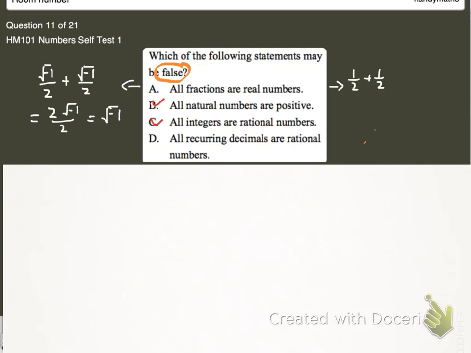And in D, all recurrent decimals are rational numbers, which is true. We talked about that in class as well. So recurrent and terminating numbers belong to the family of rational numbers. So in this case here, we can see that the only questionable statement is A, because not all fractions are real numbers.